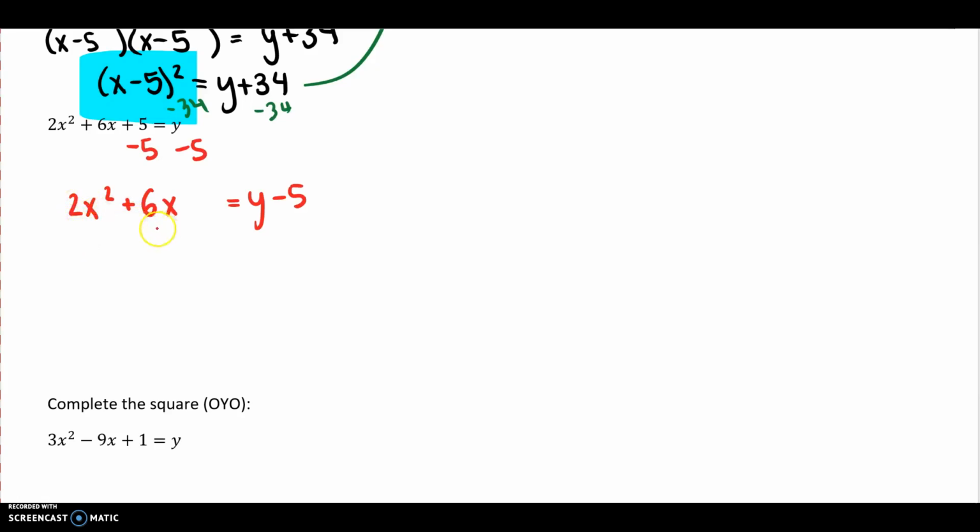So what can I do to this expression to keep it equivalent? Not get rid of the 2, just make it magically disappear, but also have the coefficient 1, is you can factor out a GCF, which if you do that, the coefficient on the x squared will be a 1. So I didn't get rid of the 2. I didn't unbalance the equation. I just factored it out.